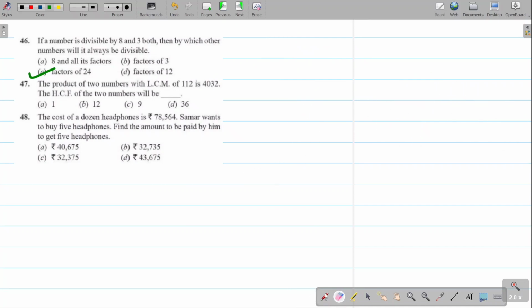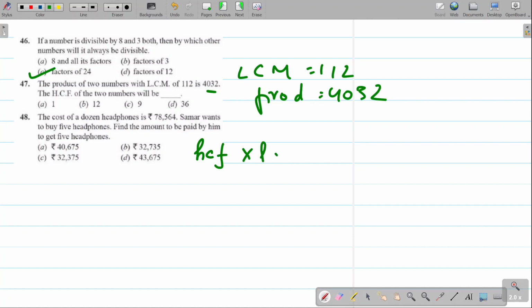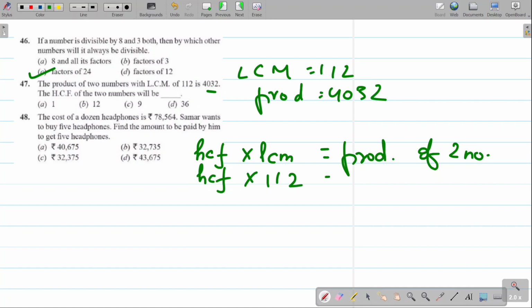Now the next question says the product of two numbers with LCM of 112 is 4032. So we are given the LCM, 112. We have been given the product of those two numbers, 4032. So we know a formula which says HCF into LCM is equal to the product of two numbers. So here this HCF is to be found. We are already given the LCM, so we just need to divide 4032 by 112.